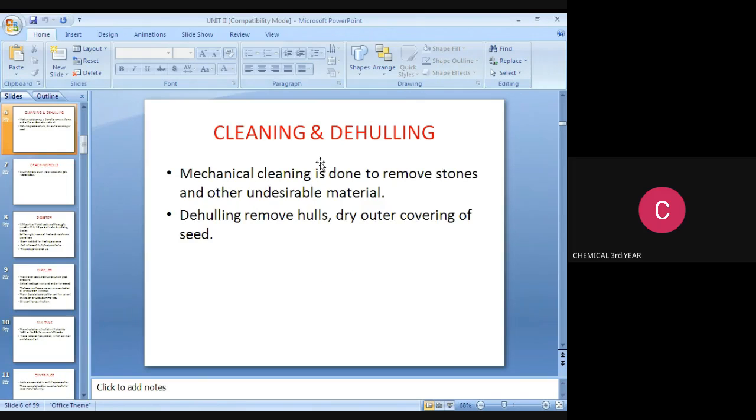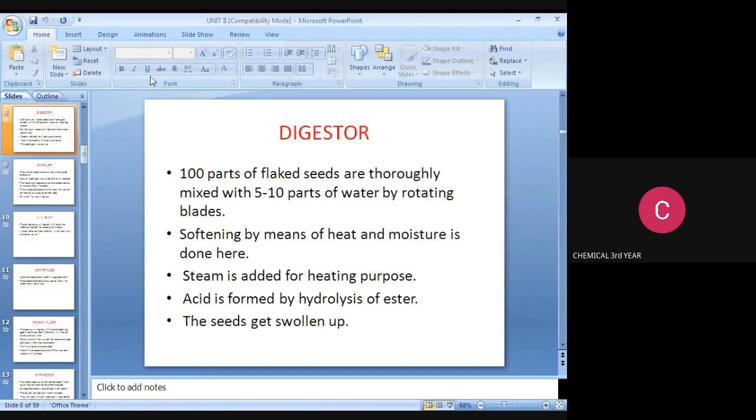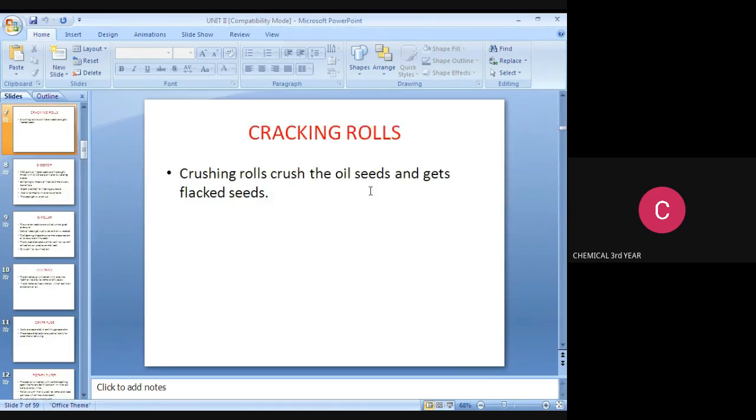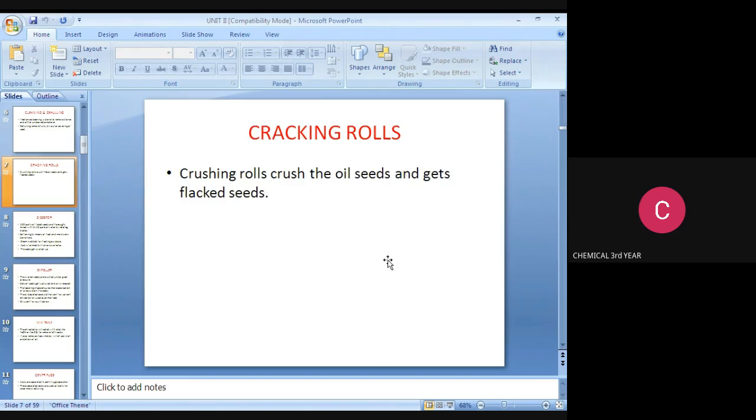Next, what is cleaning and dehulling? Mechanical cleaning is done to remove stones and other undesirable materials. Dehulling removes hulls, the dry outer covering of seeds. What is the cracking roll? What will happen in cracking rolls means crushing rolls crush the oil seeds and make flaked seeds.